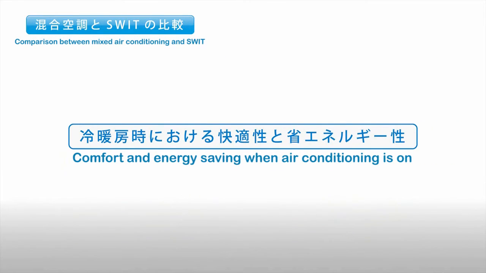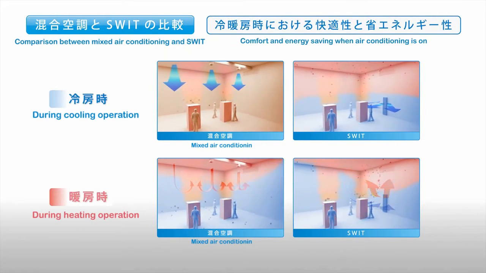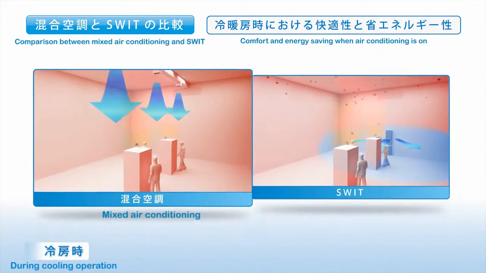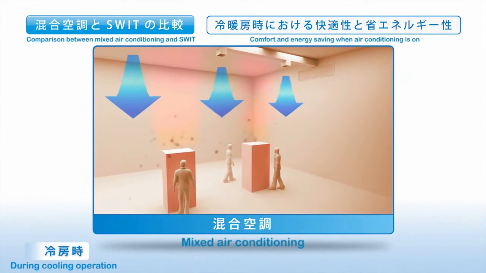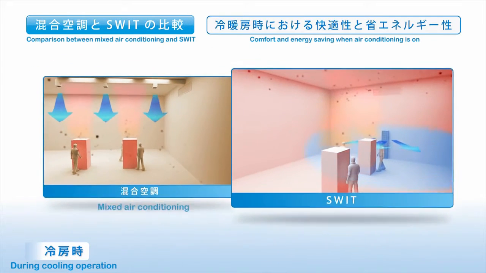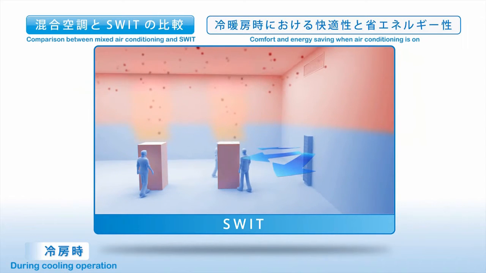Comfort and energy efficiency when air conditioning is on. Let's take a look at the performance of Swit by comparing it with mixed air conditioning during cooling and heating. During cooling, it uses a lot of energy since it cools the higher, non-inhabited areas of the space. On the other hand, Swit efficiently cools only the living area by utilizing the nature of how cool air sinks.